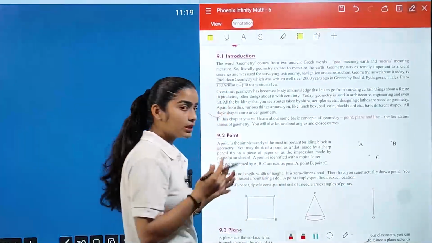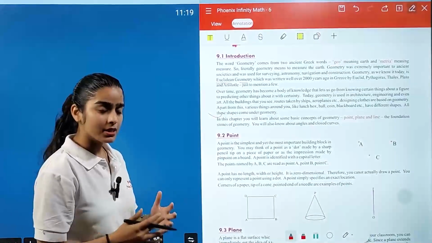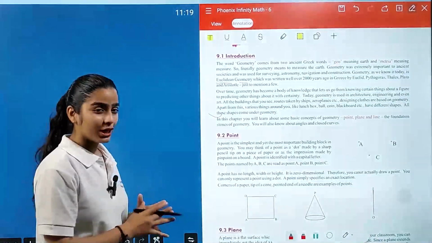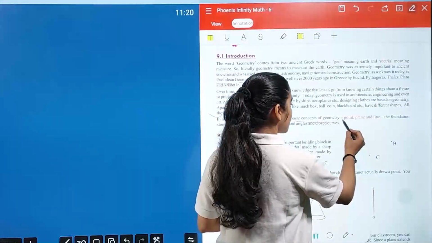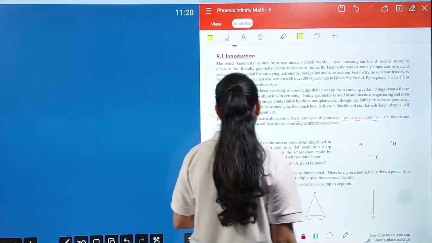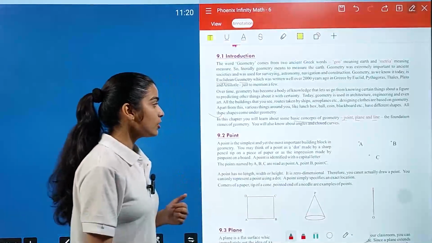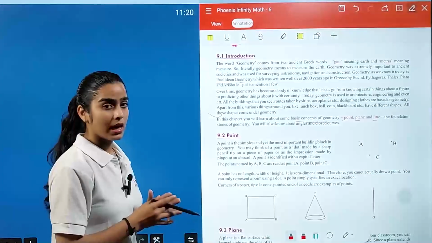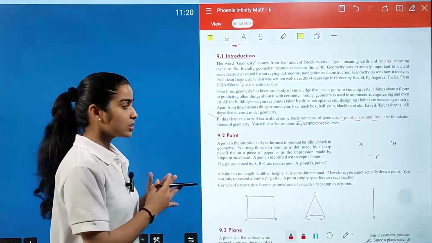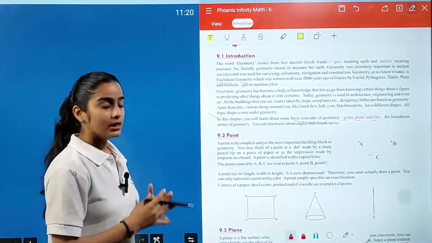So what we have to learn in this chapter, do we have to measure the earth? No, we have to deal with the basic concepts of geometry, which are point, plane and line, the foundation stones of geometry. You will also learn about angles and closed figures. This is the concept we have to learn in this class.